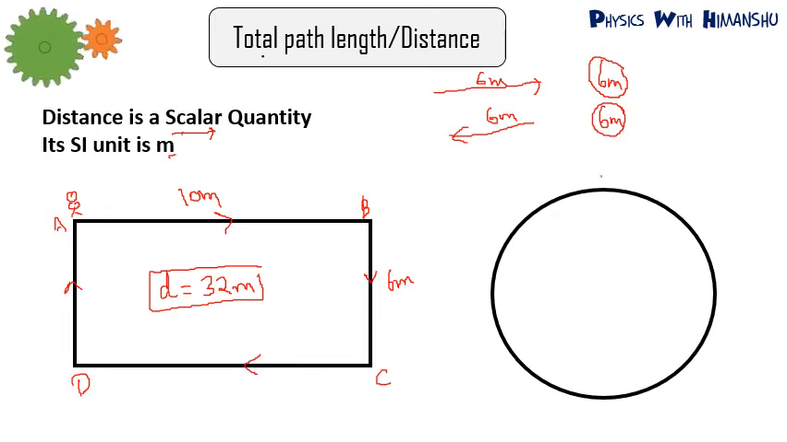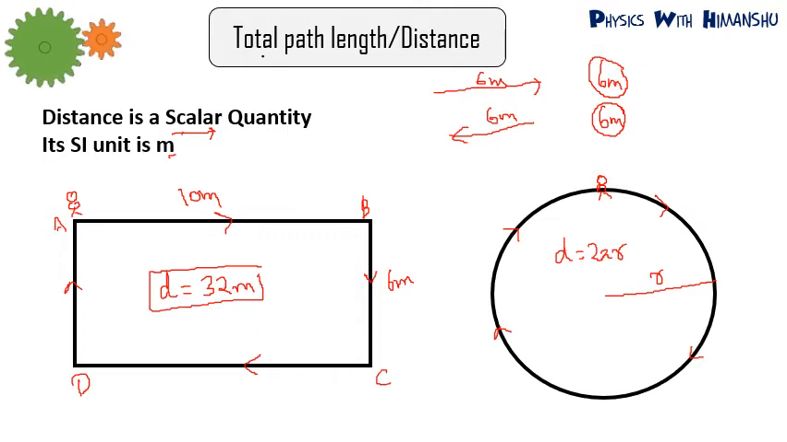Suppose there is a person here and it travels in a full complete circle of radius r. Suppose a person travels like this and returns to the same point. So what will be the distance? The distance will be 2 pi r. So distance is a scalar quantity whose meaning is total path traveled by an object.